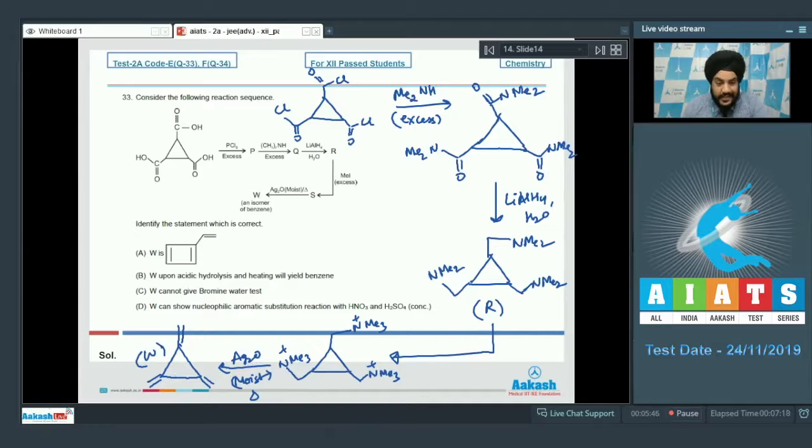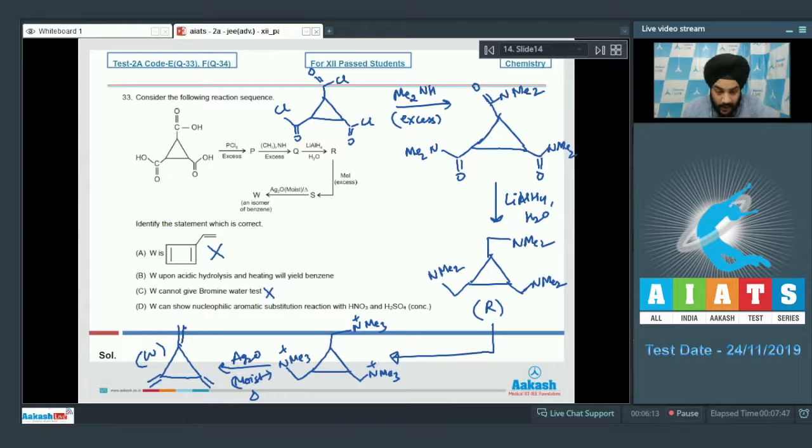benzene. There are 6 carbons and then there are 6 hydrogens as well. So we have to identify the statement which is correct. So option A is not correct. W is not correctly represented in option A. If we talk about option B now, W upon acidic hydrolysis and heating will yield benzene. So we'll look at it a little later. Let us look at option C now. W cannot give bromine water test. So this is not correct statement, students.